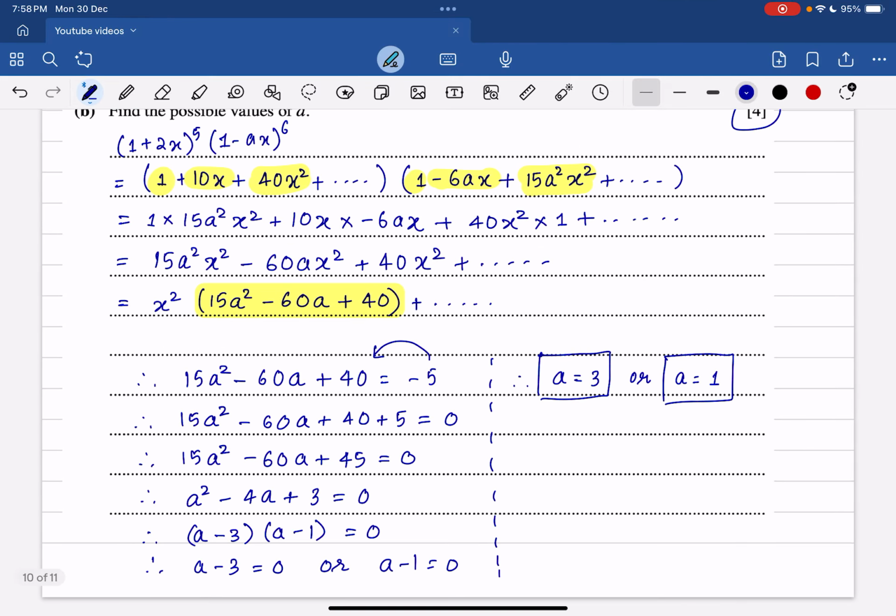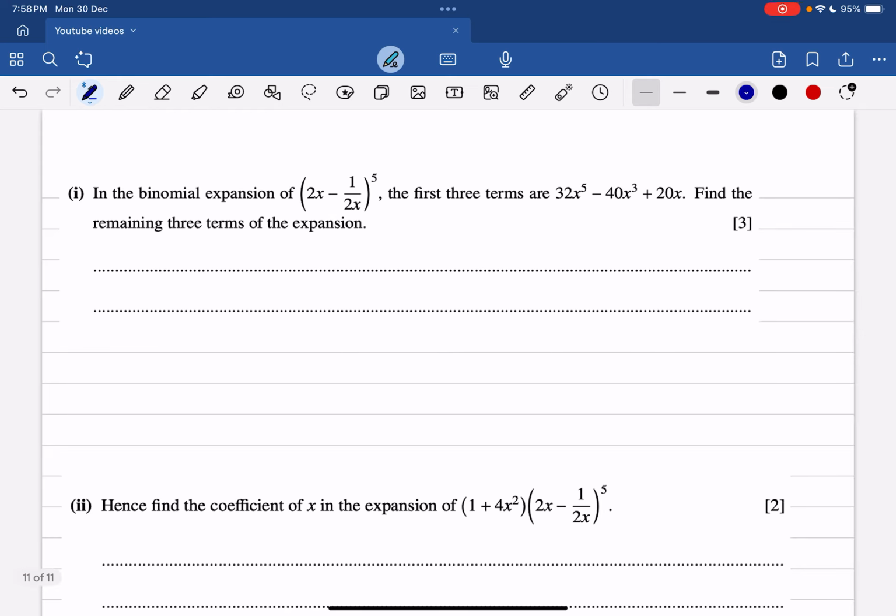Yes, perfect. I'm going to go on to the next one, and yes, this is the one that I really wanted to discuss, because here we're going to try and understand how life is different when we are trying to expand a binomial when you have x's in both the terms. Okay, fine. Let's look at this question quickly. In the binomial expansion of this, the first three terms are so and so. Find the remaining three terms of the expansion.